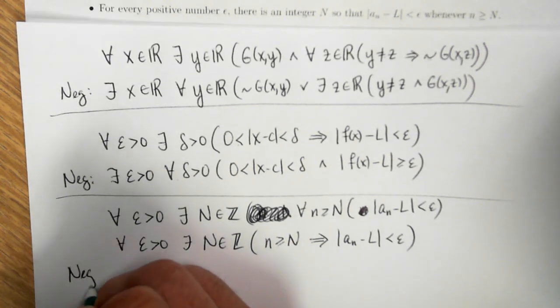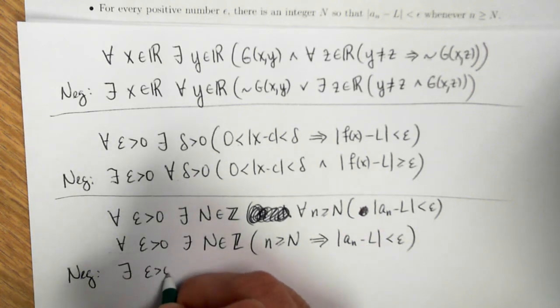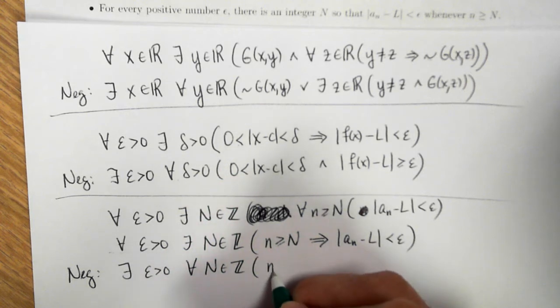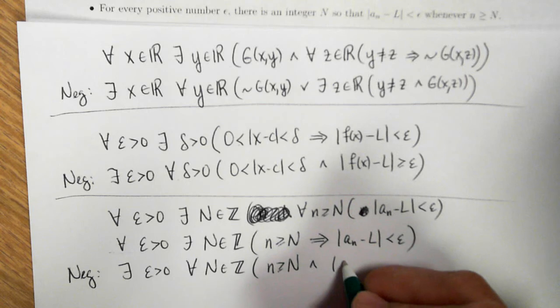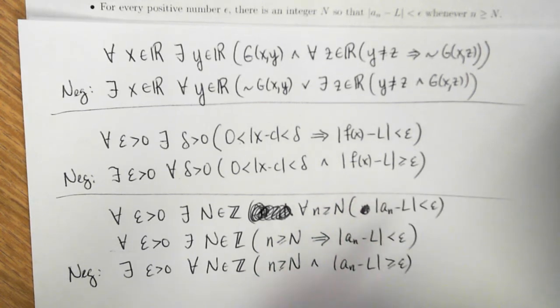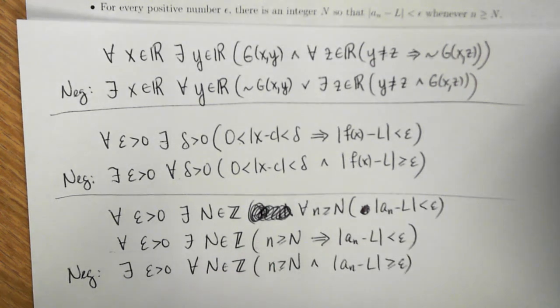Now the negation. If I negate this statement, there exists an epsilon greater than 0, such that for every integer N, there is an n greater than or equal to N, and the absolute value of a sub n minus L is greater than or equal to epsilon. So if I take it as stated here, we have that.